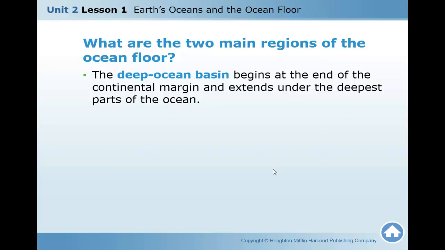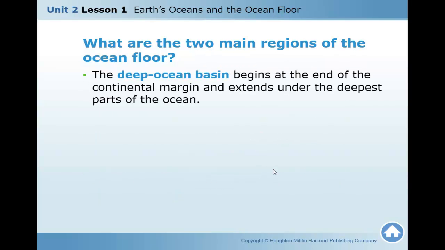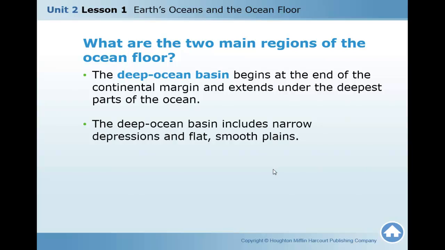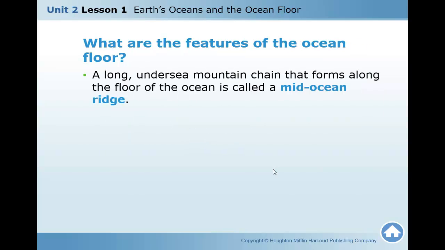The second region of the ocean floor, the deep ocean basin, begins at the end of the continental margin and extends under the deepest part of the ocean. Like when I have two parts, the upper part we call continental margin, and the second part, the deepest one, we call deep ocean basin. The deep ocean basin includes narrow depressions and flat, smooth plains. A long undersea mountain chain along the floor of the ocean is called a mid-ocean ridge.